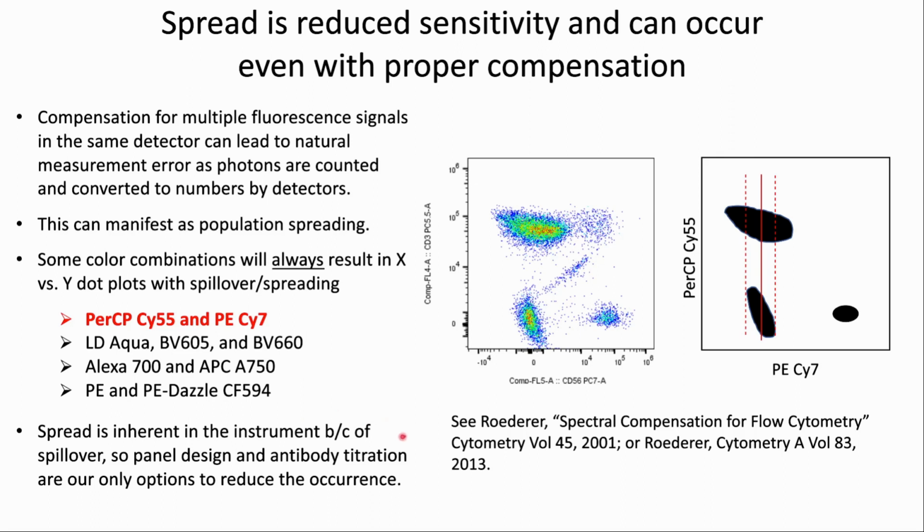Because this kind of spread is inherent in the instrument and the fluorochromes used, the only way to correct for this is really to modify the panel design in the first place to avoid choosing markers which would have co-expression and require you to look at these two fluorochromes on the same graph.